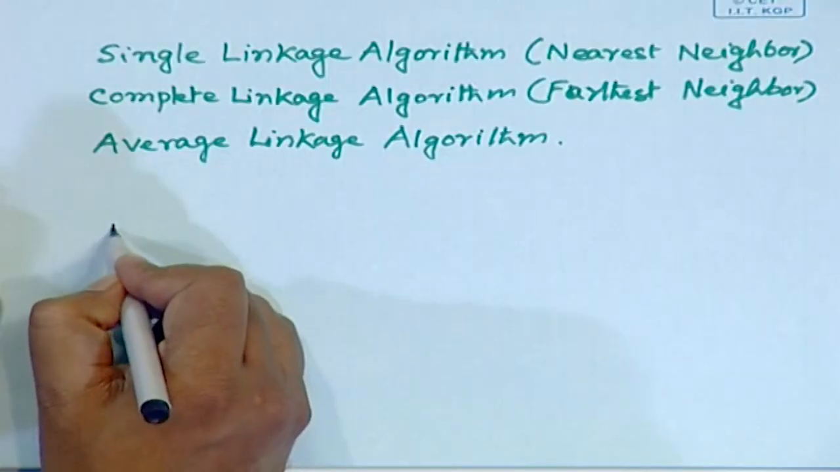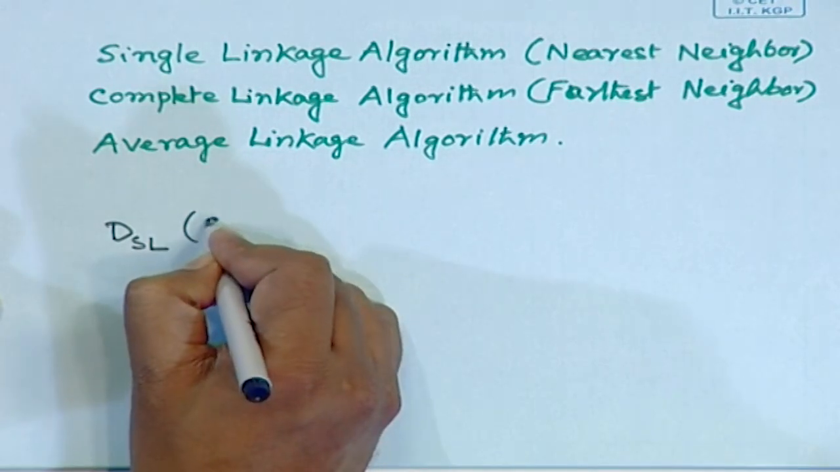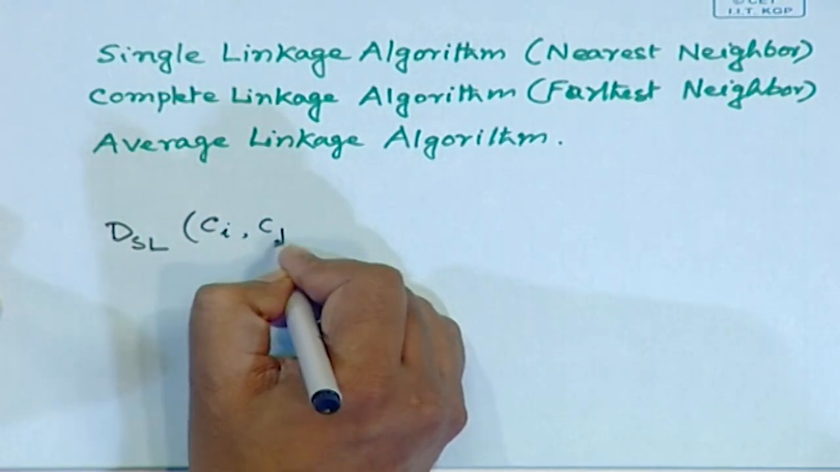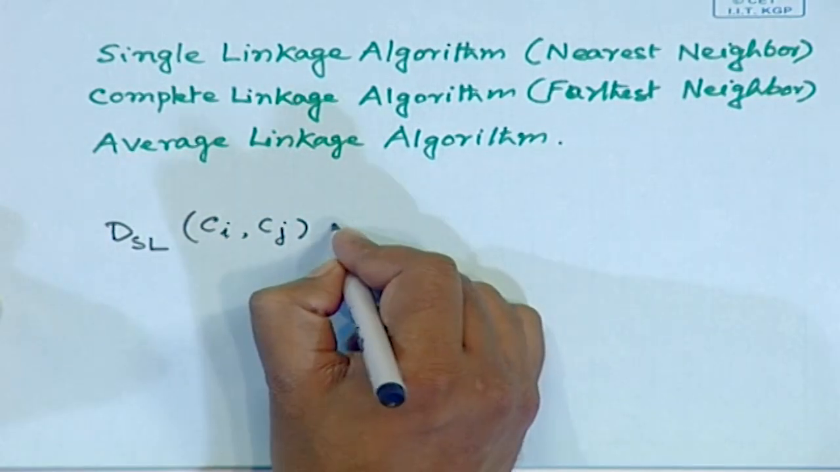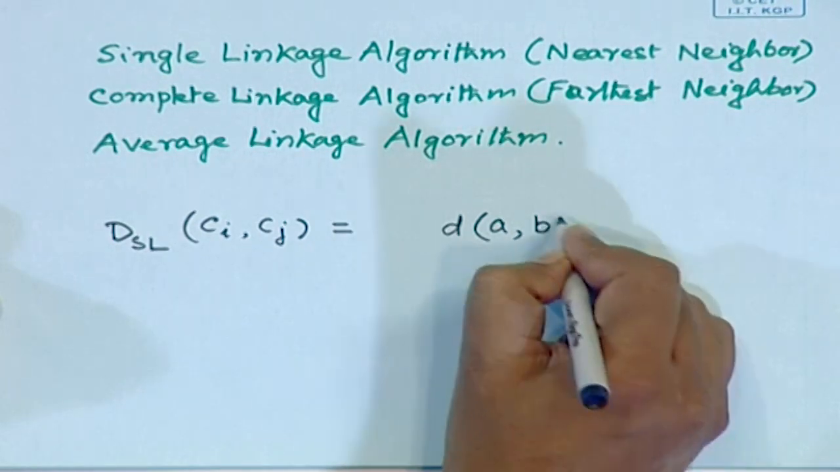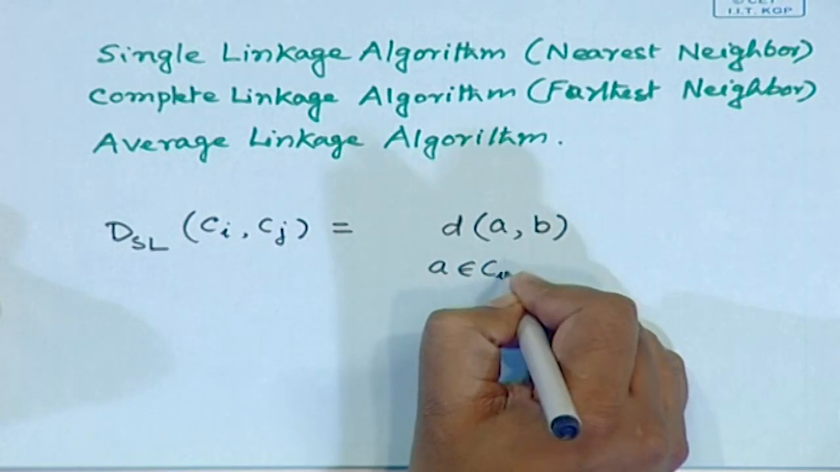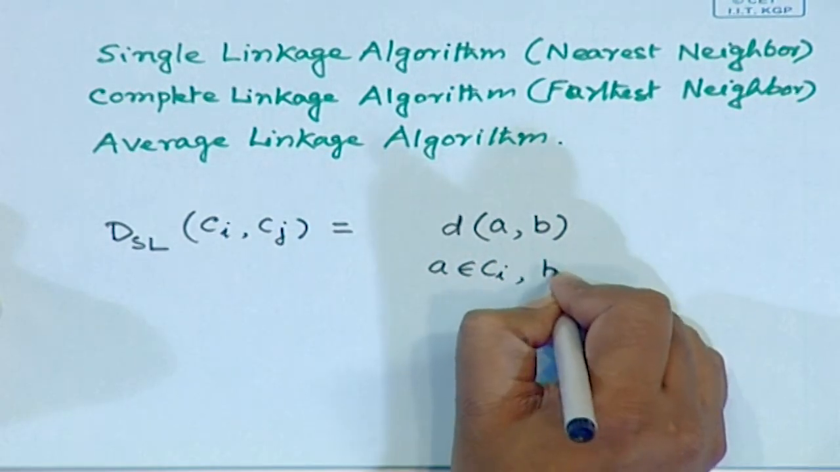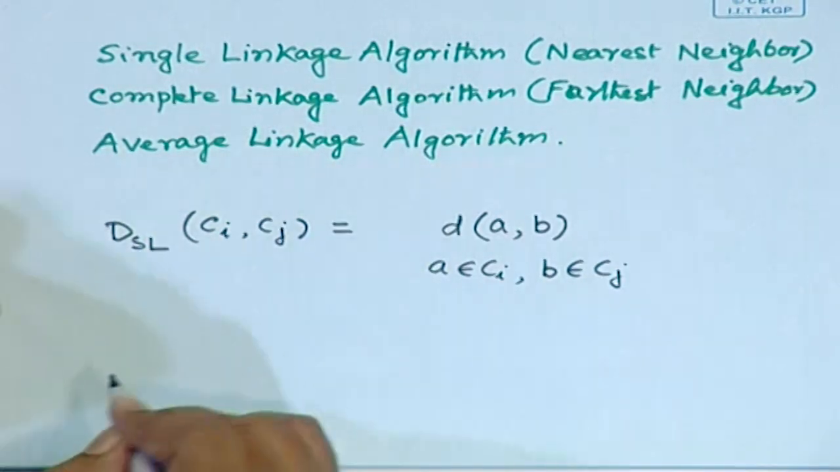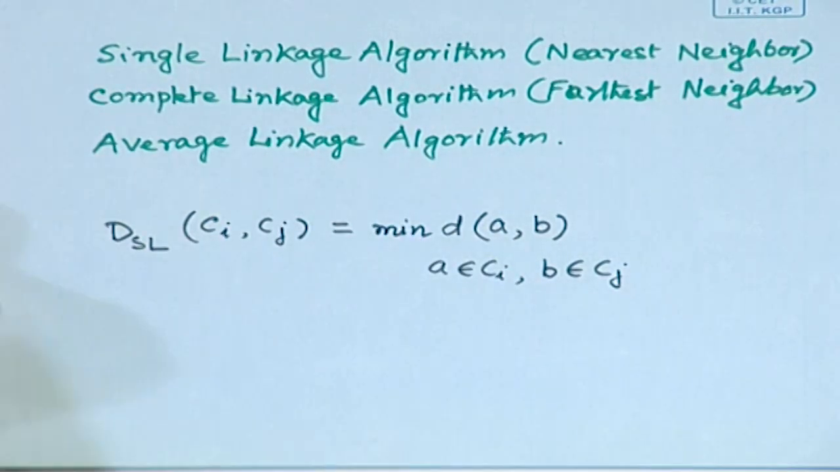Okay. So, formally it can be defined like this: the single linkage distance DSL between two clusters Ci and Cj is nothing but, compute the distance between two feature vectors A and B, where A belongs to cluster Ci and B is taken from cluster Cj, and I have to compute the minimum of these distances.